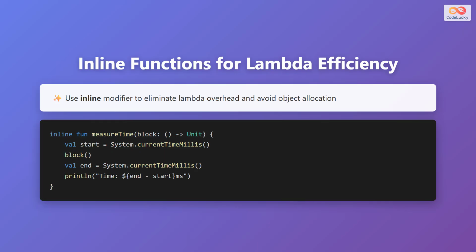Higher-order functions that accept lambdas are powerful in Kotlin, but they come with a performance cost. Each lambda creates an object allocation at runtime. To eliminate this overhead, use the inline modifier on your functions. When you mark a function as inline, the compiler copies the function's bytecode directly to the call site, avoiding the lambda object creation entirely. This is particularly useful for small, frequently called functions that accept lambda parameters.